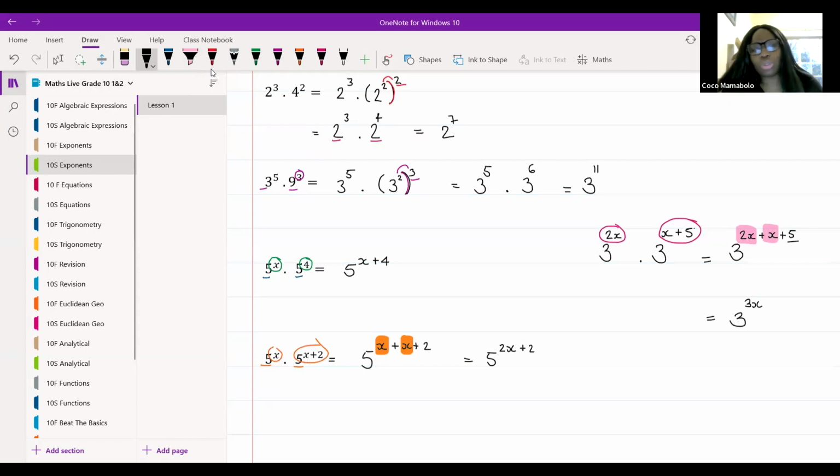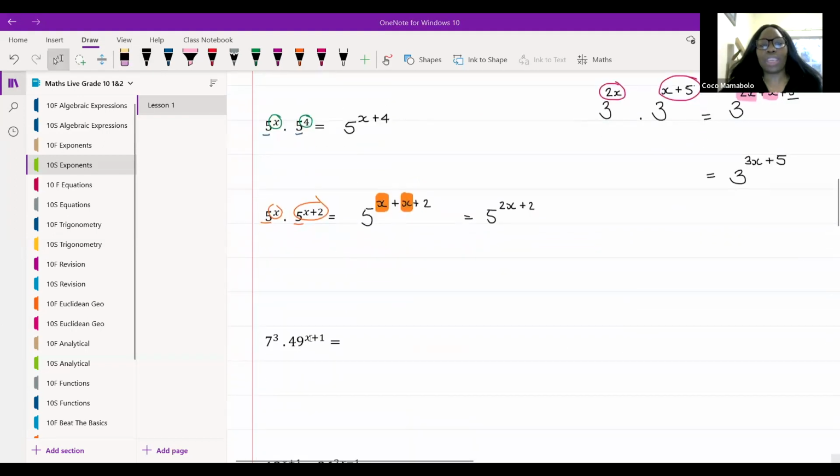Now, what must I do with that 5? It must come with me. I can't leave it behind. So this then becomes 3x plus 5. Have we got it, my dear? Are you good? Are we all good? All right. Excellent. Good stuff. Let's look at this next example.